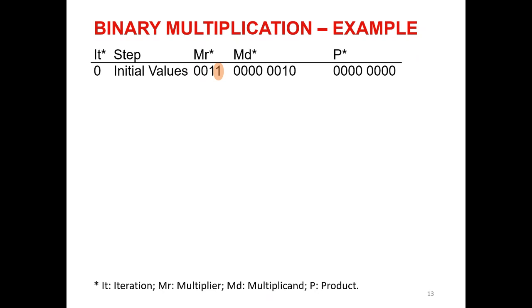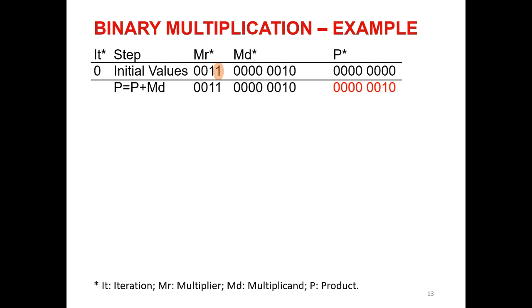So if this number is 1, what we need to do is add the multiplicand to the product and place the result in the product register. This addition will be done by the arithmetic logic unit. So we have added the multiplicand, this number here, to the product, and we have placed the result in the product register. This is actually this operation: product equals product plus multiplicand. The register we change is the register in red.